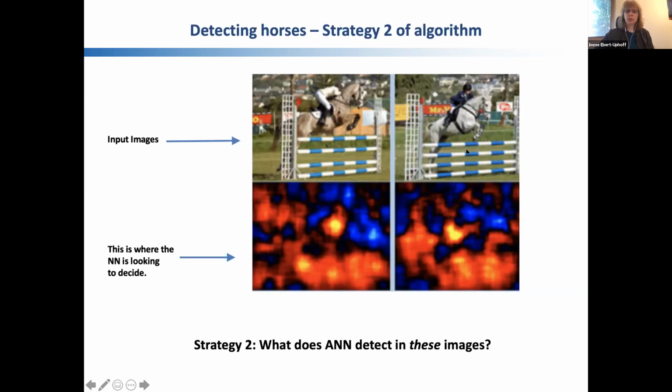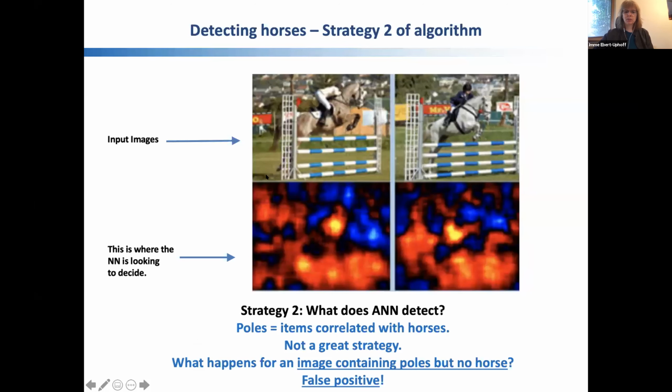So you see two images at the top, and you see in the heat maps down here where the neural network was looking when it decided that there's a horse in this image. What do you notice? What is it looking at? Well, this red area here at the bottom lines up with the poles, barely with the horses. So what the neural network really is doing here is it's detecting the poles, and it's learned that in the set of images that it was given, that whenever there were poles, there was a horse. So now it thinks whenever there are poles, there must be a horse.